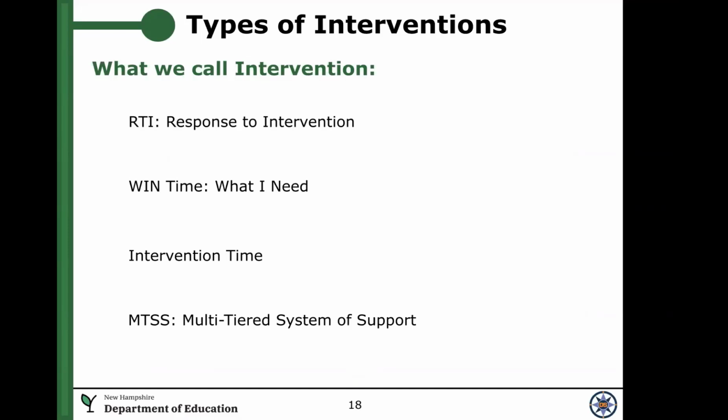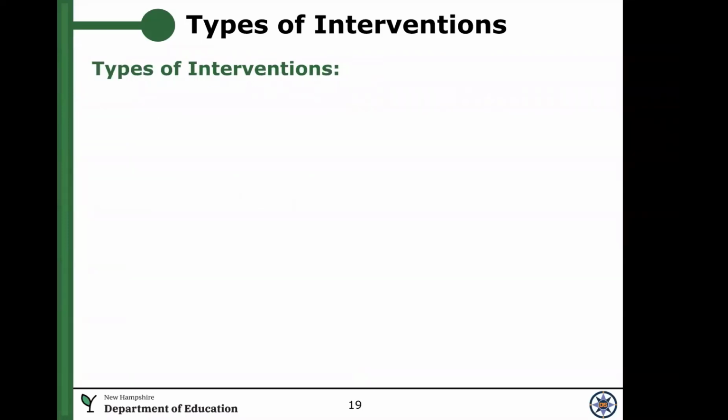Some folks are moving on to MTSS, the multi-tiered system of support. For us today, when we're talking about intervention, regardless of what you call it, we're talking about that intervention model where we're taking a look at data and seeing where some gaps may be, and doing some type of intervention. So regardless of what you call it, we're really just talking about how we're using that data to inform our instruction and interventions.